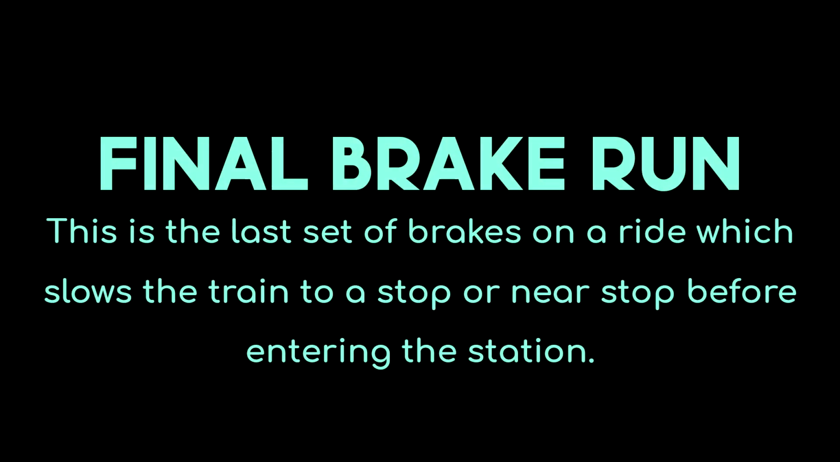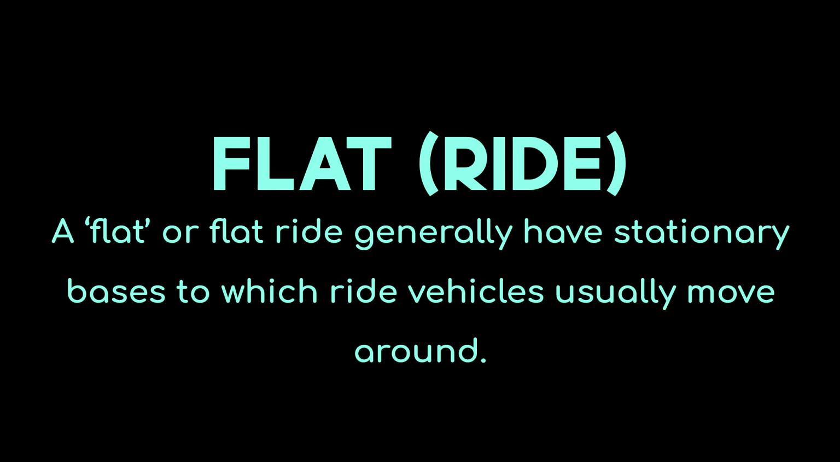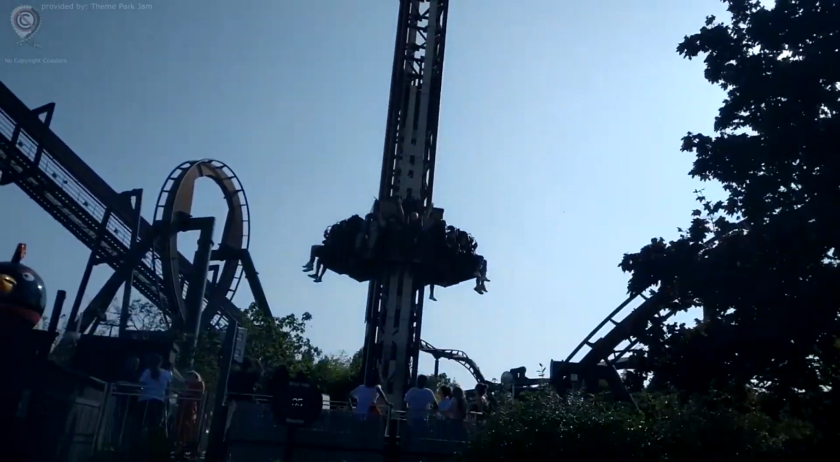Final brake run. This is the last set of brakes on a ride which slows the train to a stop or near stop before entering the station. Flat. A flat or flat ride are generally thrill rides at a theme park which aren't roller coasters. They have stationary bases to which ride vehicles usually move around.